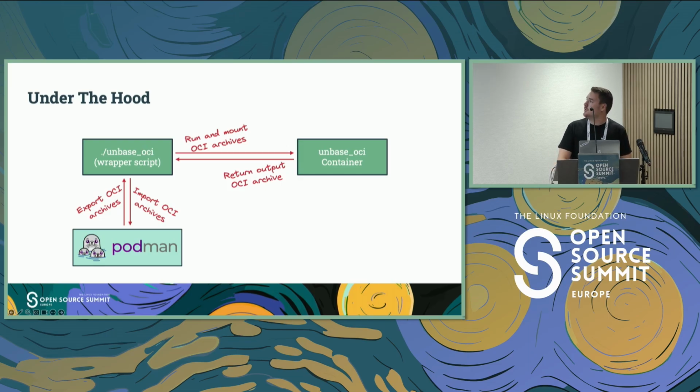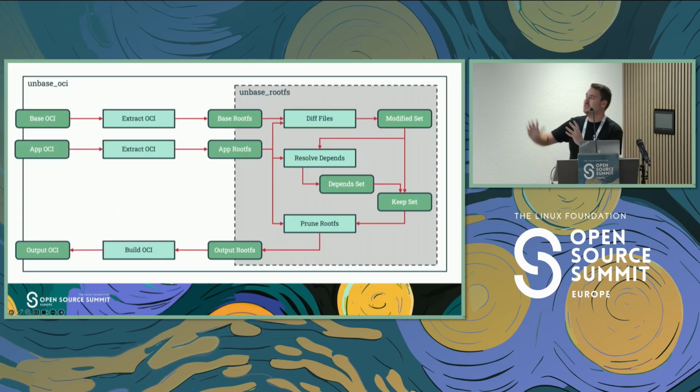So let's zoom in a bit on the unbase OCI container. This is the inside view of what it's doing. It's getting the two OCI archives as inputs. Those are then piped through an extraction step that's looking at all the layers in the OCI, extracting them all, applying all the stuff that you need with whiteout files and all that to get whatever the final rootfs of this container is. Put those two side by side. And then we're comparing those on a file basis.